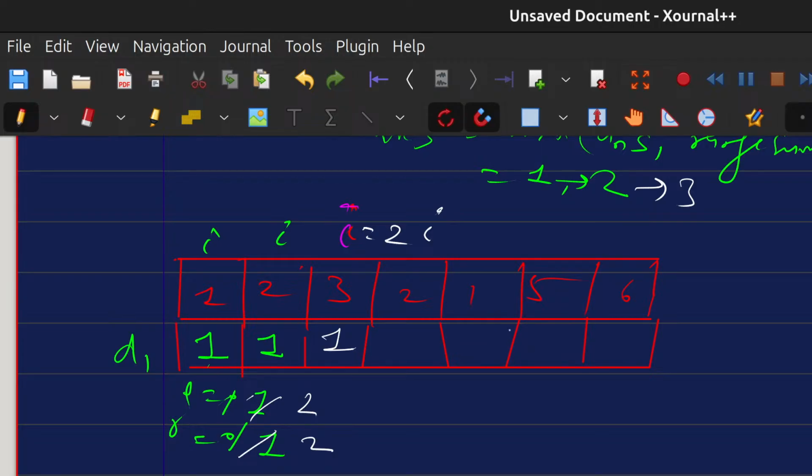I is equal to 3 right now. Is I greater than R? Yeah. Then one window right now.